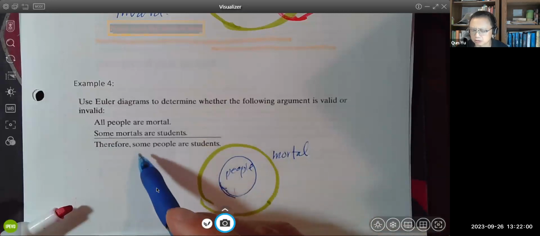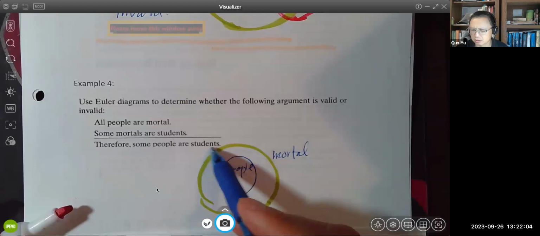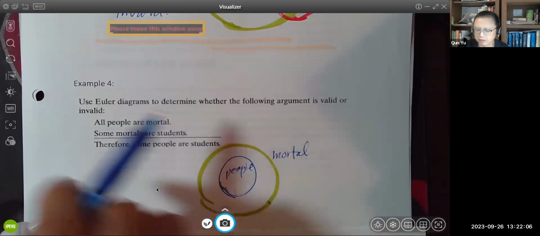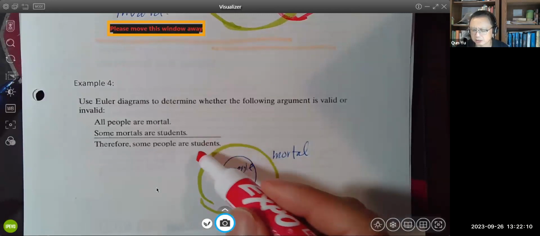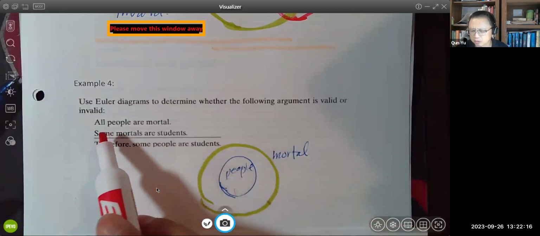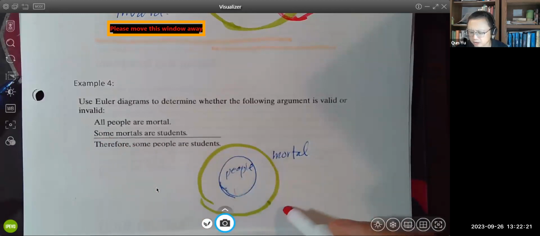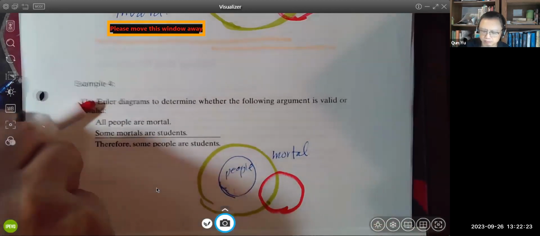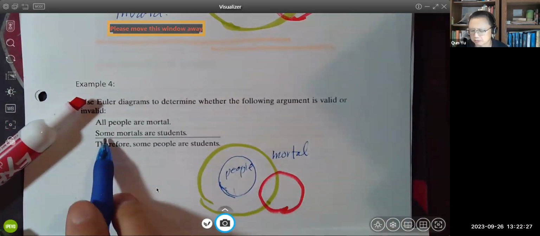So which two circles are involved? Some people, so the blue circle is involved, and students, the red circle. They want this blue circle to partially overlap with the red circle, some A are B. Now I want to go against that, but at the same time, I have to have this red circle partially overlap with this green one. So now this way I fulfill the requirement of the second premise.